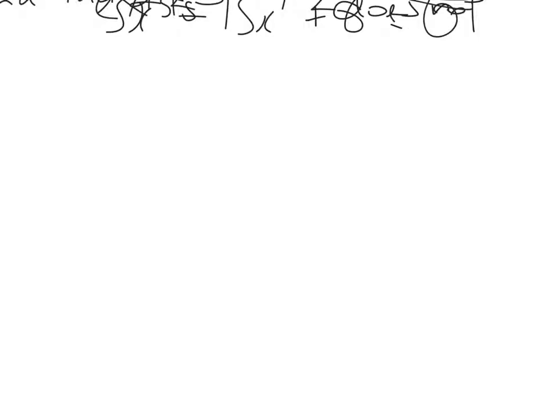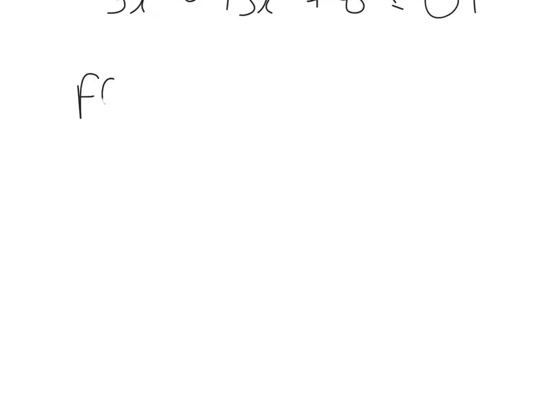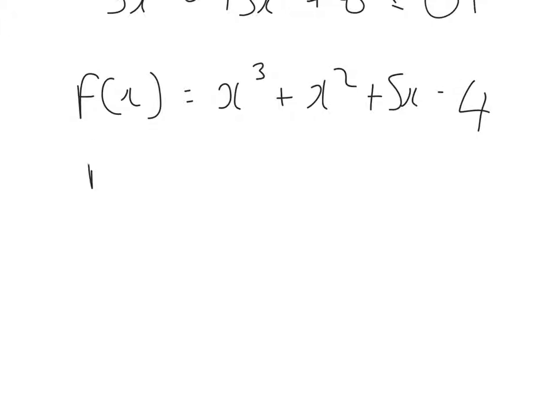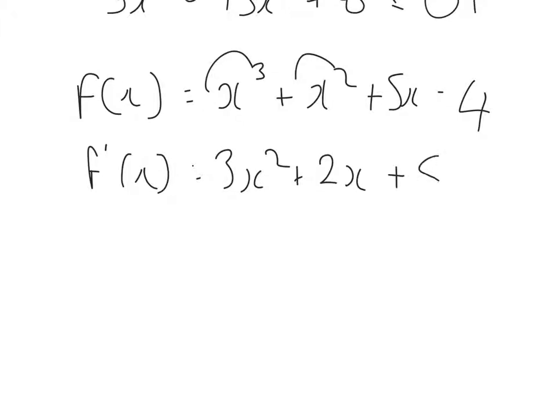Okay, next question. Show that the curve with equation f of x equals x cubed plus x squared plus 5x minus 4 has no stationary points. So for stationary points, we know to differentiate and make equal to 0, but this must be linked to the discriminant. So that'll be 3x squared, so bring the power down, take 1 away from the power, plus 2x plus 5. So a constant x becomes just the constant when you differentiate, and the constant itself disappears when you differentiate.